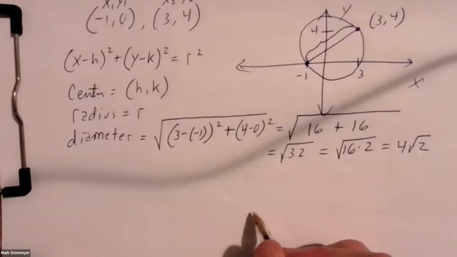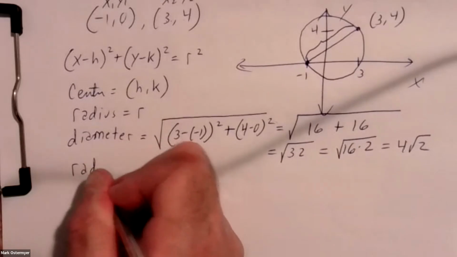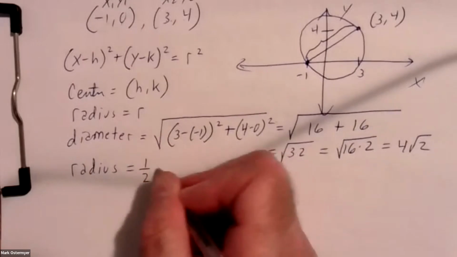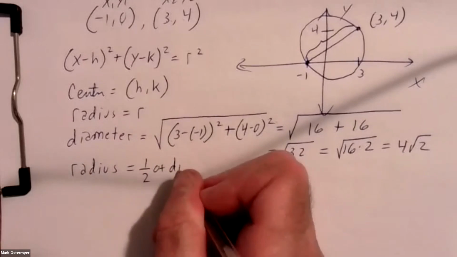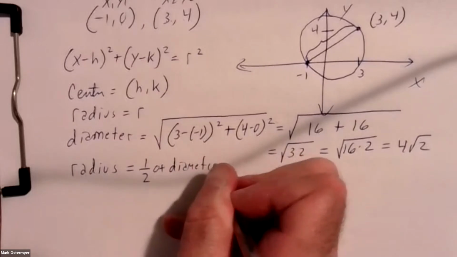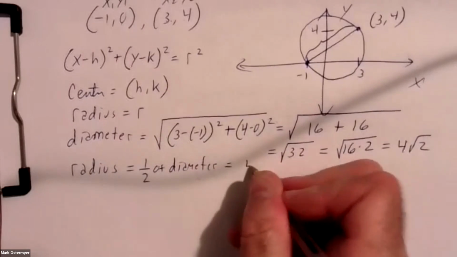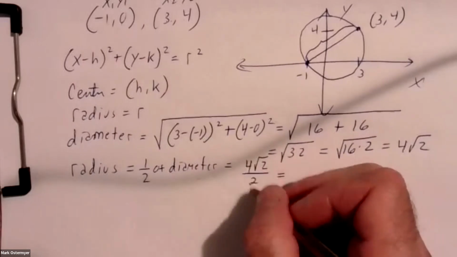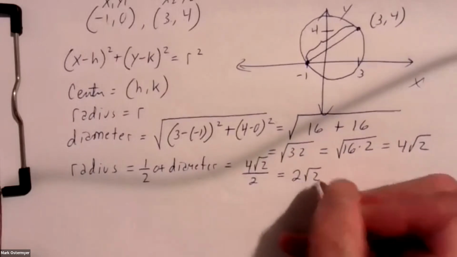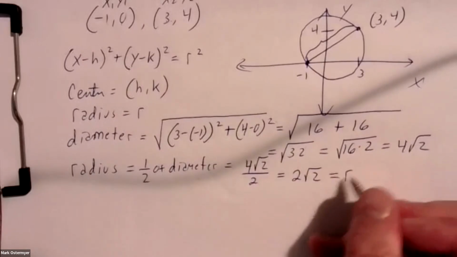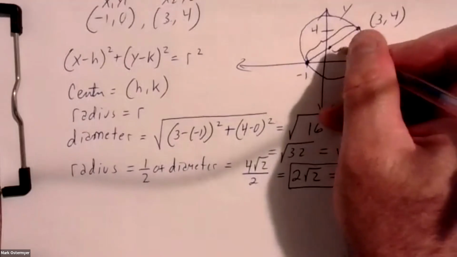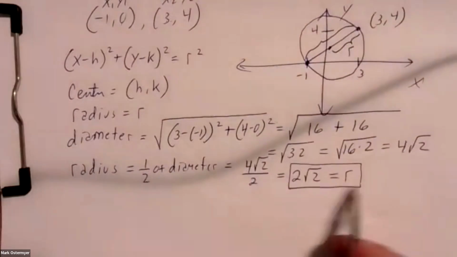But we need the length of the radius. Well, how does the radius compare to the diameter? The radius is 1/2 of the diameter. So basically, we're going to take the diameter, which is 4 root 2, and divide it by 2. That reduces down to 2 root 2, which is the length of the radius. That's r. From here to here, that's the radius.